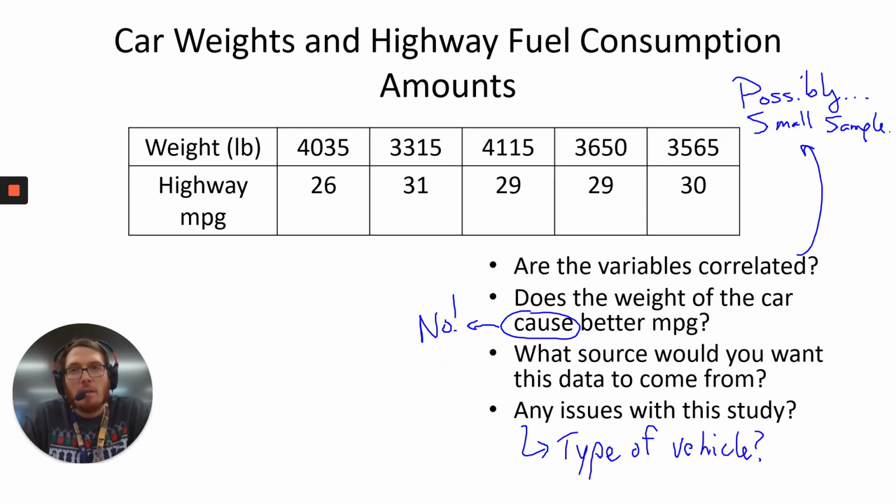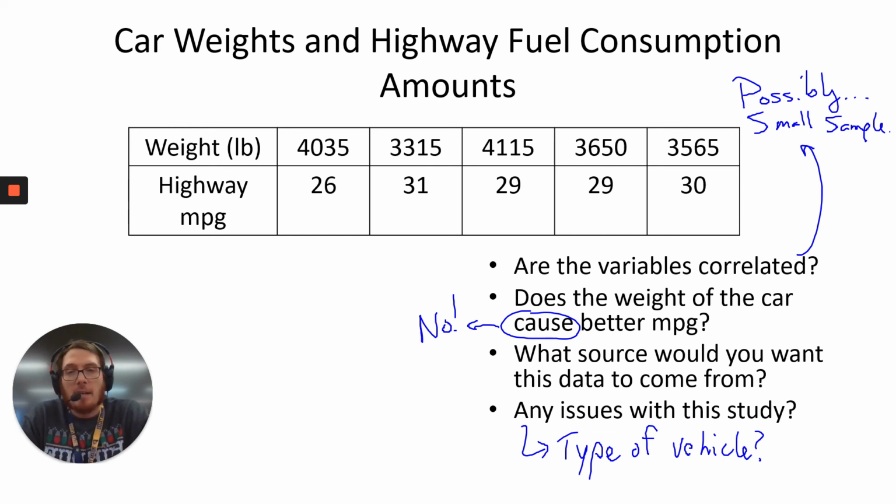This next one is highway miles, miles per gallon, and the weight of a car. So do these look correlated? Possibly. It looks like the heavier car here and here has less miles per gallon, but it's still pretty close. The problem is this is too small of a sample. Okay, so only 5 pieces of data is probably not good enough to collect data. Does the weight of the car cause better miles per gallon? Can't say that. Can't say causation. The source needs to be an outside source, such as the Department of Transportation or J.D. Power and Associates, something like that.